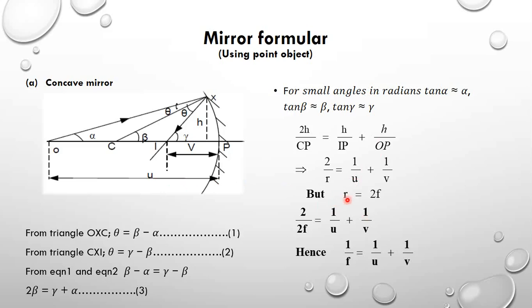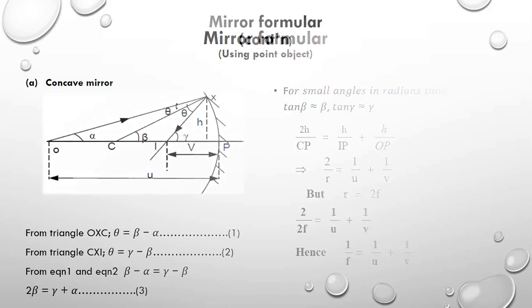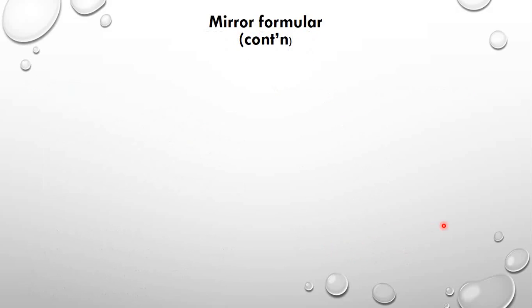And therefore, we shall also replace R with 2F, and we shall have 2 over 2F is equal to 1 over U plus 1 over V. Hence, 1 over F is equal to 1 over U plus 1 over V. And this is the mirror formula. We shall also do the same for a convex mirror.